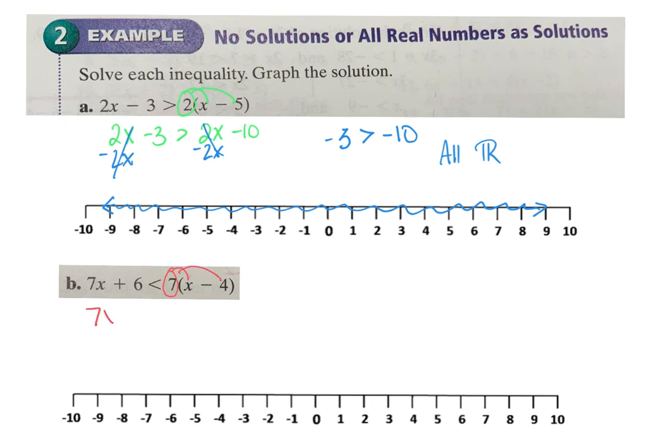All right. Look at the next example here. Distribute your 7. You get 7x plus 6 is less than 7x minus 28. You can see that your 7x's will cancel here. And you get 6 is less than -28. That is never true. Never true. And so your answer here is just the empty set. Nothing on your number line should be shaded. Nothing is going to make that true, no matter what number you put in there. So empty set would be your answer there.